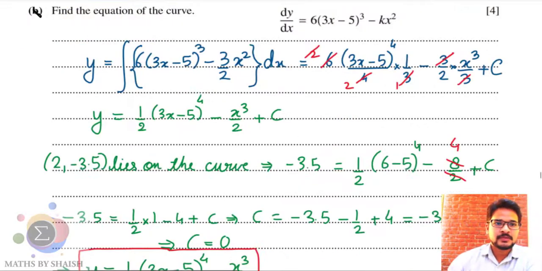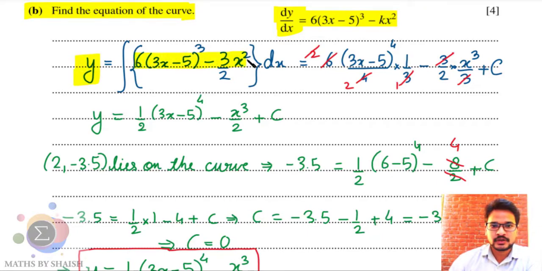Now the b part is to find the equation of the curve. Whenever we have dy over dx, the curve is just the integration of the right hand side. So y equals the integration of the whole thing we have on the right hand side, and we substitute the value of k because we have solved it.